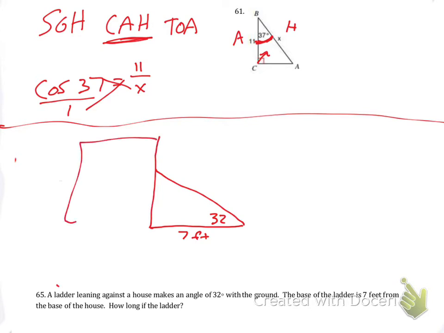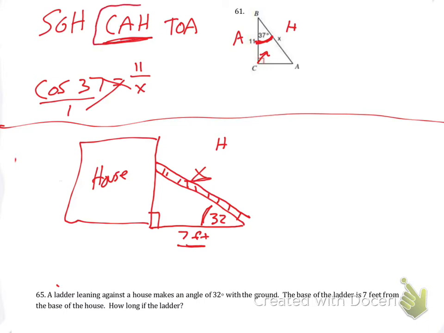So imagine this is your house, right? So we have the house. This is your ladder right here. So how long is the ladder? We're looking for this, which is X, because we don't know what it is. What I'm given is 32. And since this will be 90 degrees, X is my hypotenuse, right? So what I'm given is the adjacent and the hypotenuse, and the adjacent and the hypotenuse is, again, cosine.